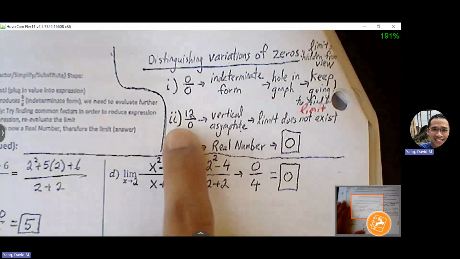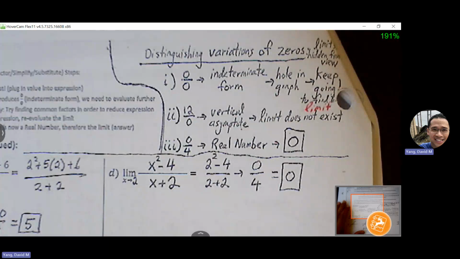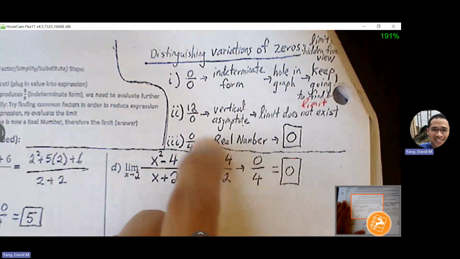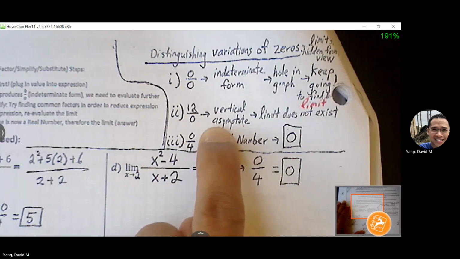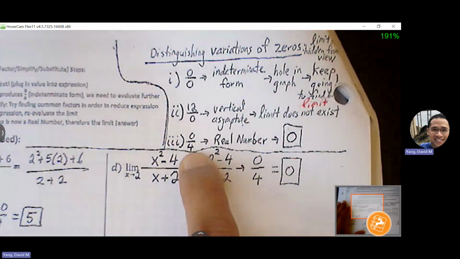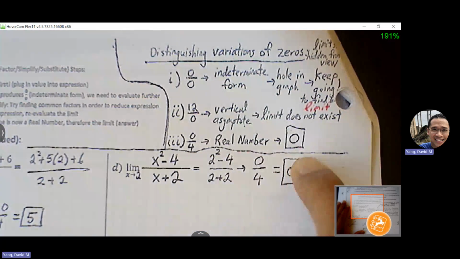If you get a non-zero over 0, let's say 12 over 0 or 5 over 0 or negative 3 over 0, that is indicating to you that there's a vertical asymptote and that the limit does not exist. You can visually see what could be happening, right? There's a dotted line, and then the arrows are either pointing both up, they're both going down, or one's going down, the other's going up. But we know how a graph can behave around a vertical asymptote. If we get a 0 over a non-zero, like 0 over 4, 0 over 8, 0 over 10, that's a real number. We want to stop and produce that as an answer.